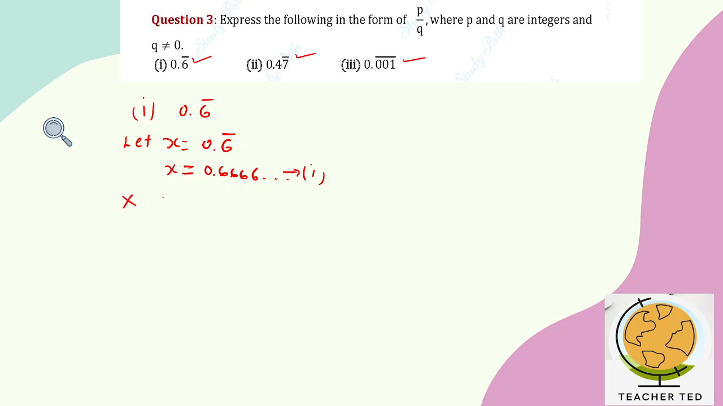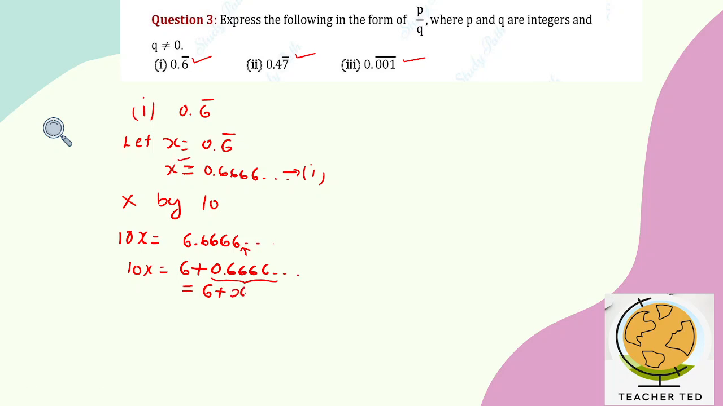Now multiply the left hand side and right hand side by 10. We get 10x is equal to 6.6666 etc. Now for 10x, take 6 outside, and you will get 0.666. If you add these two, 6 plus 0.666 gives 6.666. Now just observe here: you write 6 as it is, and for the remaining term we have already taken it as x. So 10x is equal to 6 plus x.